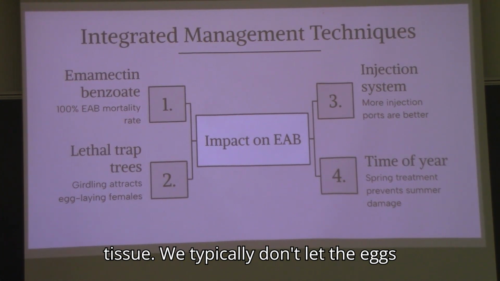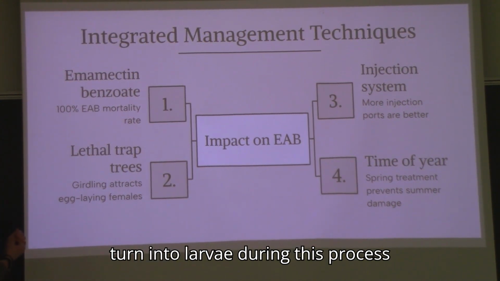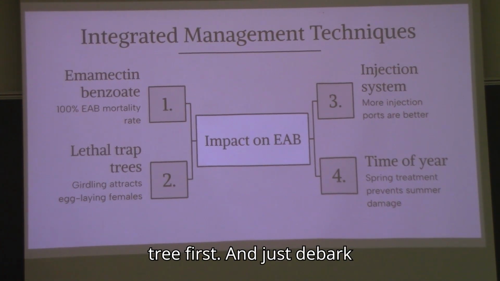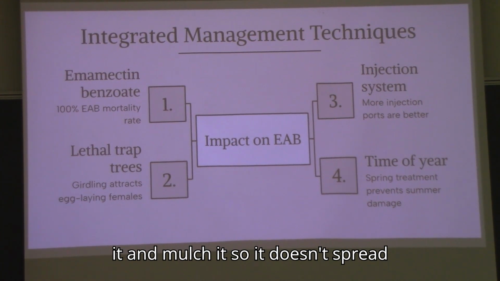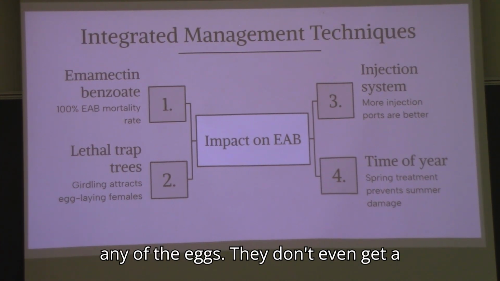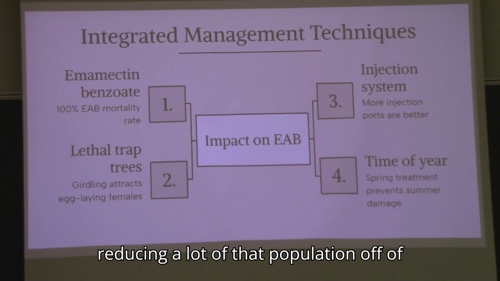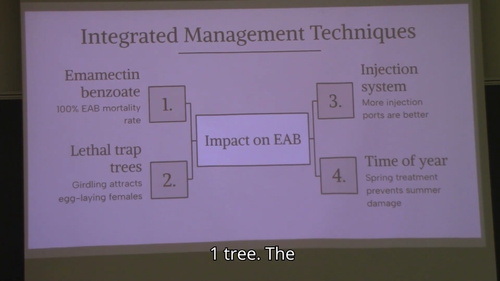We typically don't let the eggs turn into larvae during this process of creating a lethal trap tree. We like to remove the tree first and just debark it and mulch it so it doesn't spread any of the eggs. They don't even get a chance to survive, really. And so you're reducing a lot of that population off of one tree.